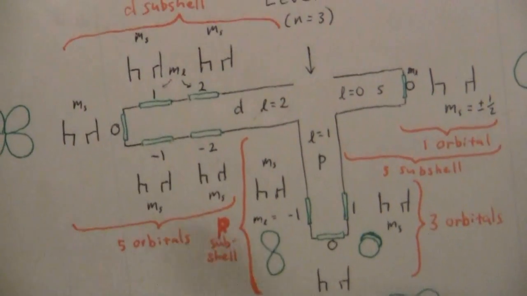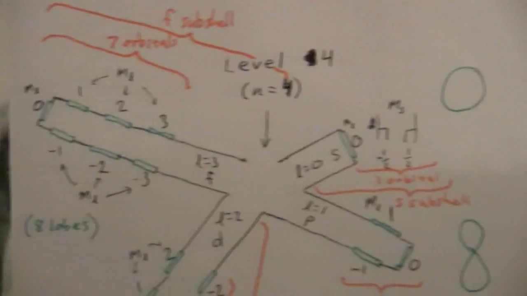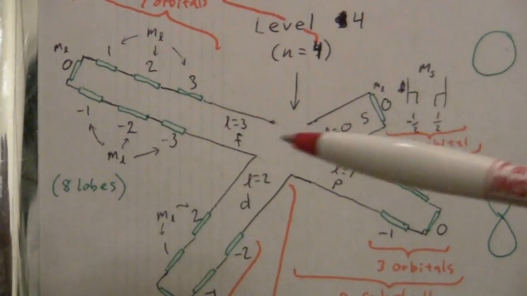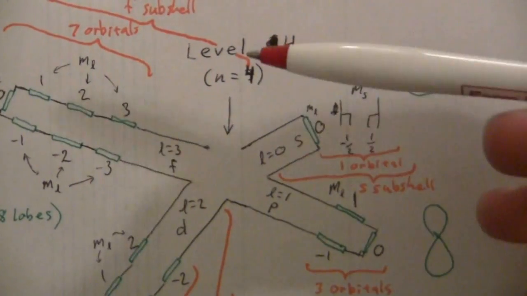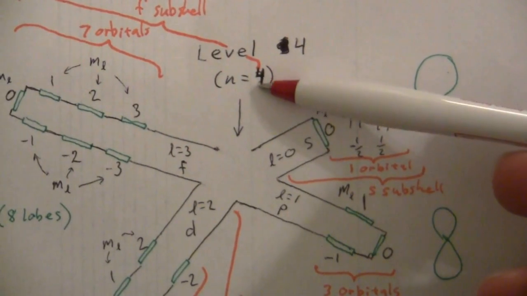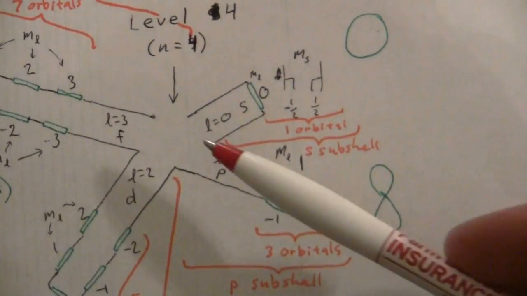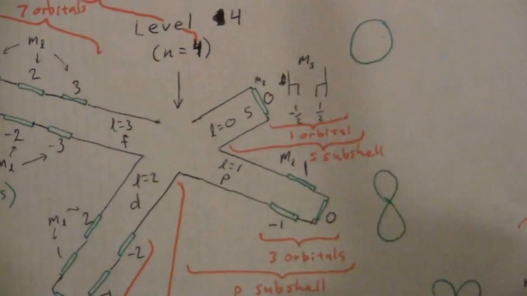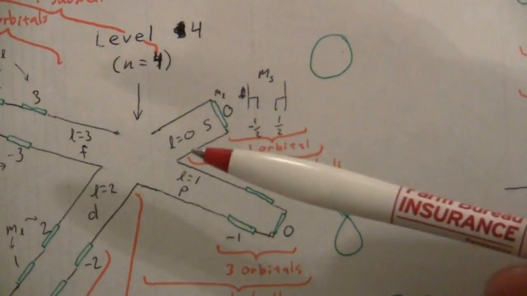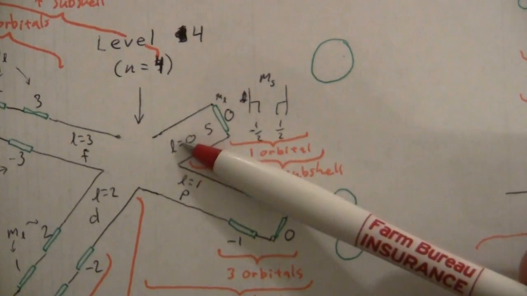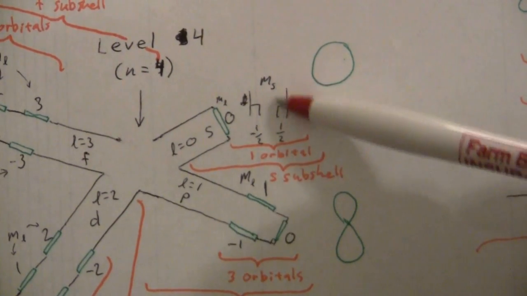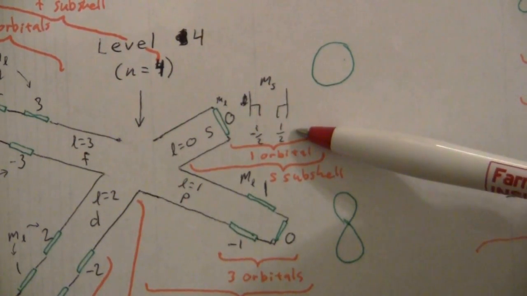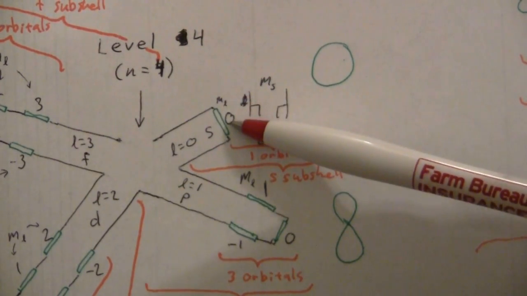Okay, so now let's go up to the next level, and this is the last one that I will draw out. Okay, now bear in mind the angles and stuff here, that's irrelevant. The key is that we're on level 4, n equals 4. Okay, and we have 4 wings in our hotel. Okay, so the first wing, L equals 0, it's our S wing. There's 1 orbital, 2 electrons, m sub s positive negative 1/2, and m sub L is 0.